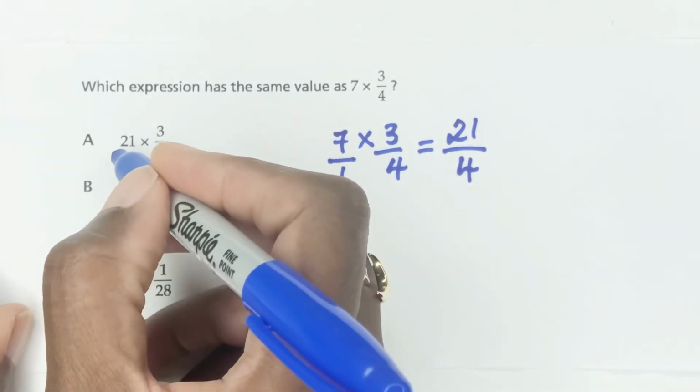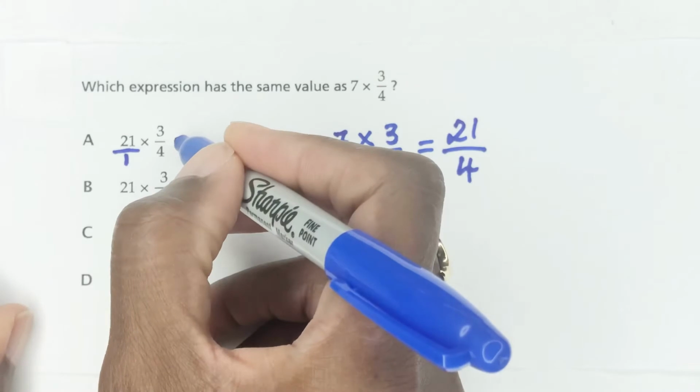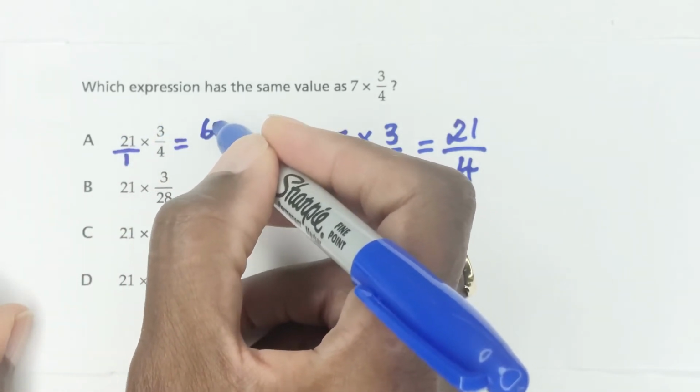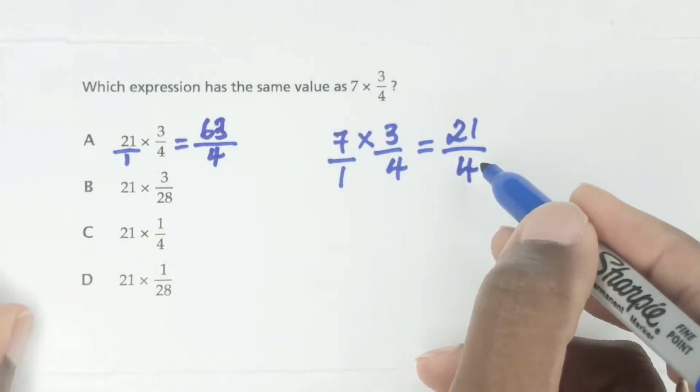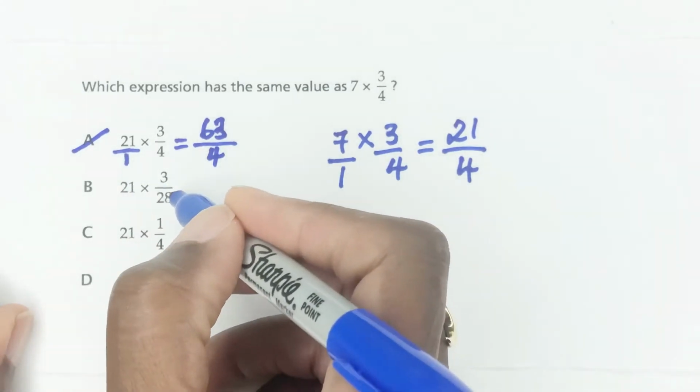So 21 times 3, we did the same thing. We put the whole number over 1 to make it a fraction. 21 times 3, that's going to give us 63. And 1 times 4 is 4. 63/4? Nope. So it's definitely not A, so we can eliminate that. Let's do the next one.